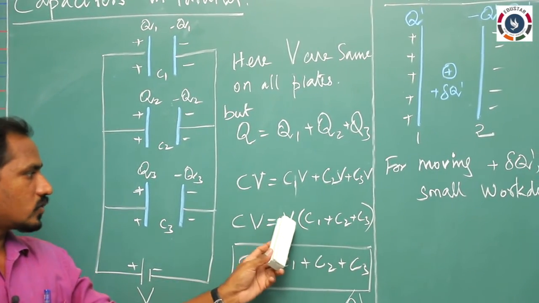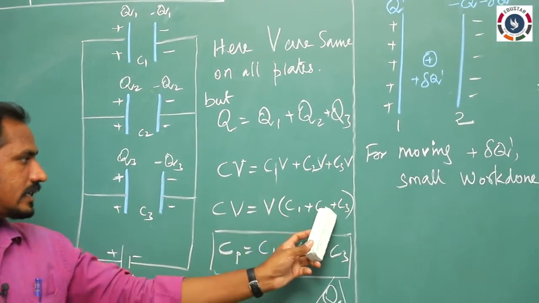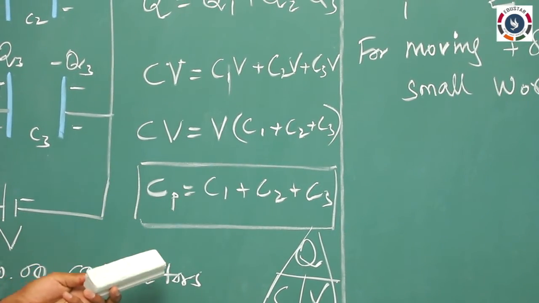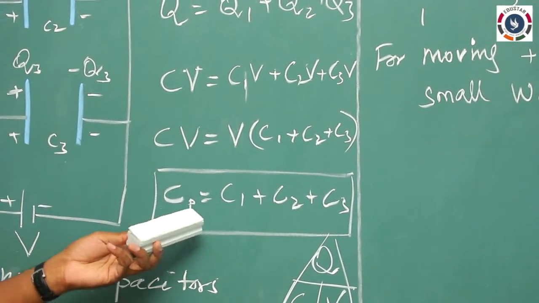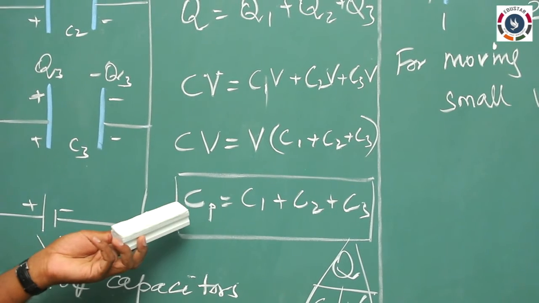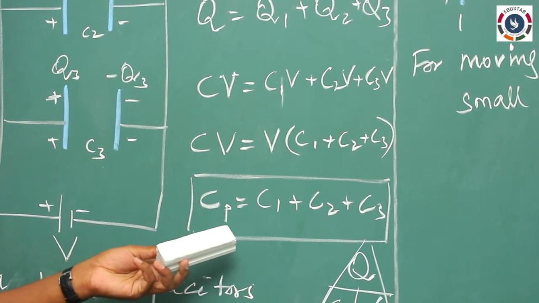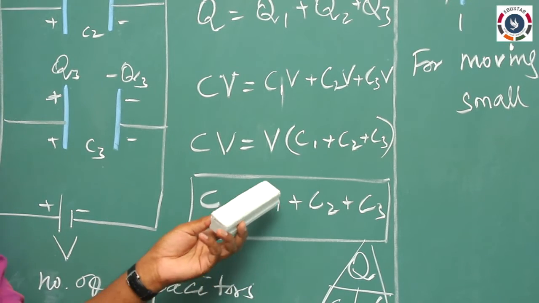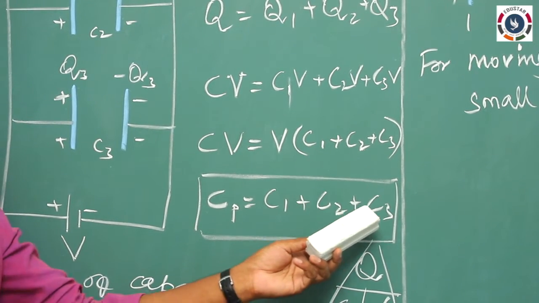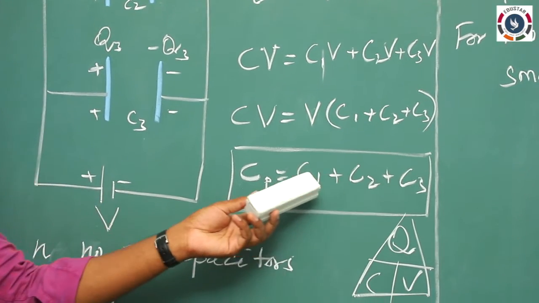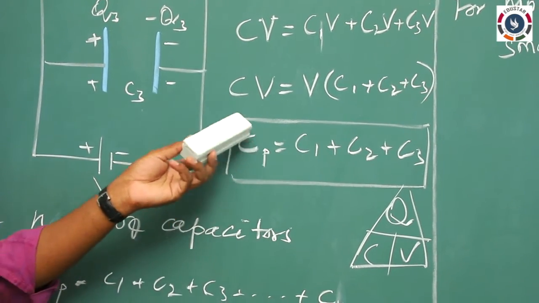So, V is taken outside, and the remaining will be written like this. Here V and V get cancelled. So, the remaining will be Cp, that is the effective capacitance in the parallel connection of 3 capacitors. The remaining will be C1 plus C2 plus C3. So, simply we can add all the capacitors to get the effective capacitance.